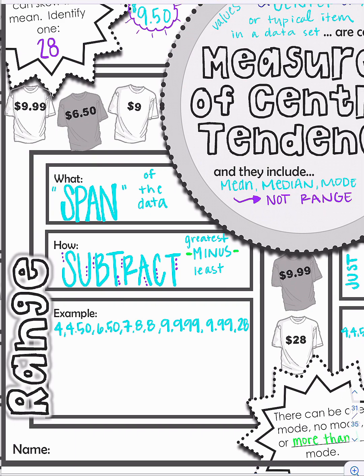Okay, so we are just going to subtract. We're looking at the largest number, which in this case is 28. So we're going to take 28 and we're going to minus our least value, which is 4. 28 minus 4 gives me 24. So I know that the range for this particular data set is just 24. And again, you can bubble it, you can starburst it, whatever you want to do so that you know that that's your answer for this particular example.